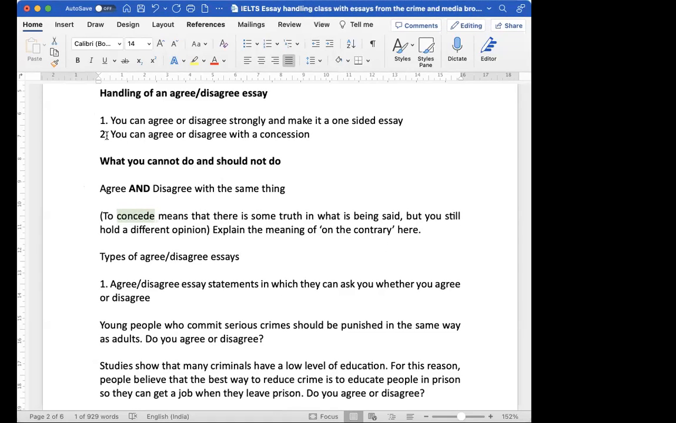Is it clear? Partial, ma'am. No, don't say partial. It is the wrong word to use. You will not get a good band score if you use that word.